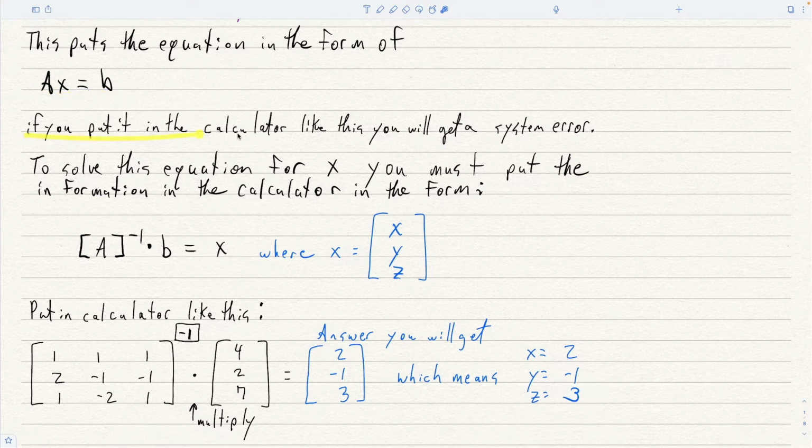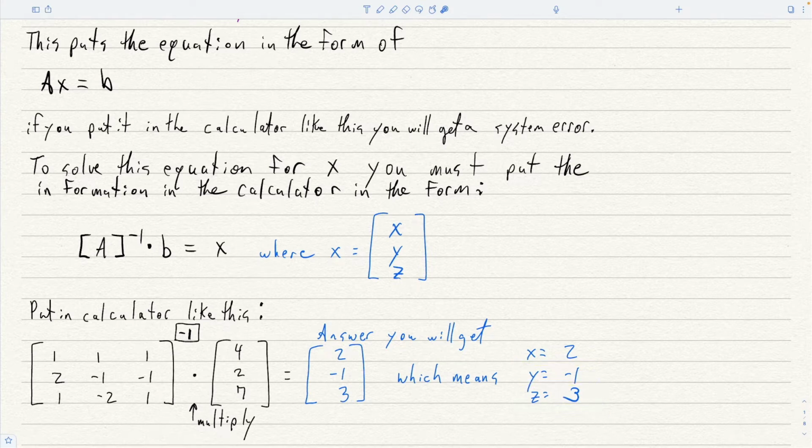If you put it in the calculator like this, you will get a system error. To solve this equation for x, y, and z, you must put the information in the calculator in this form. The matrix A raised to the negative 1 power multiplied by the matrix B will give you X, or the unknowns. So what you would need to do is put it in the calculator like this. Create a 3 by 3 matrix, raise that to the negative 1 power multiplied by a 3 by 1 matrix, and then when you hit enter, you'll get the following answer. The 2, negative 1, 3 means x equals 2, y equals negative 1, and z equals 3.